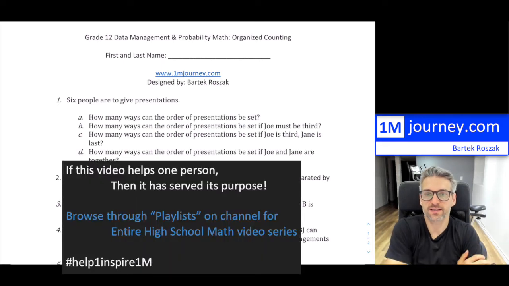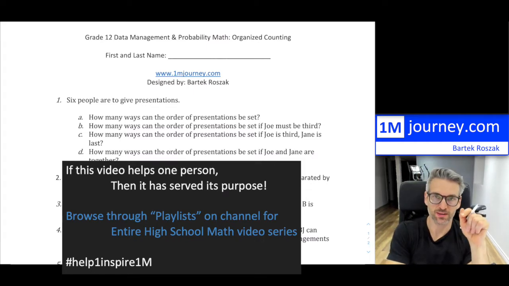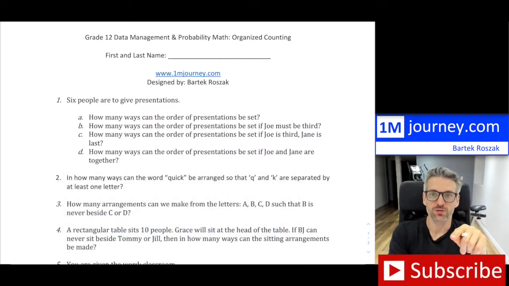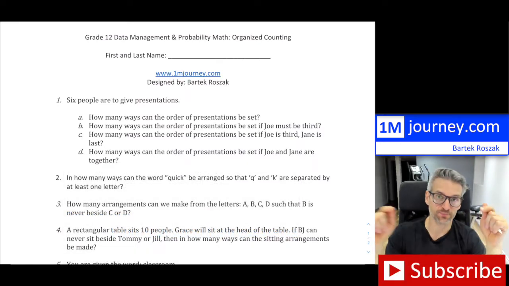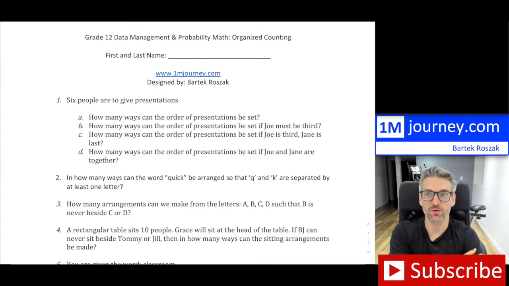So organized counting. This is going to be kind of a test. Just like all the tests that I've created, I'll put the link to the test, if you want to try it on your own, in the show notes below, so you can download it.